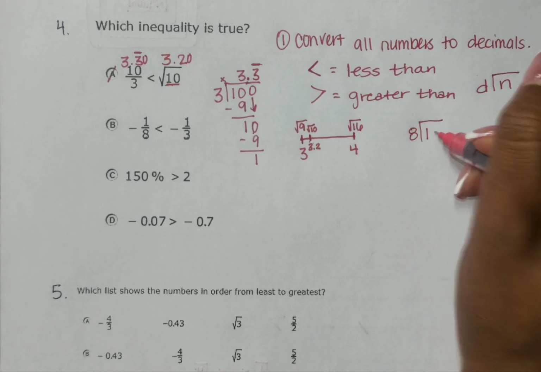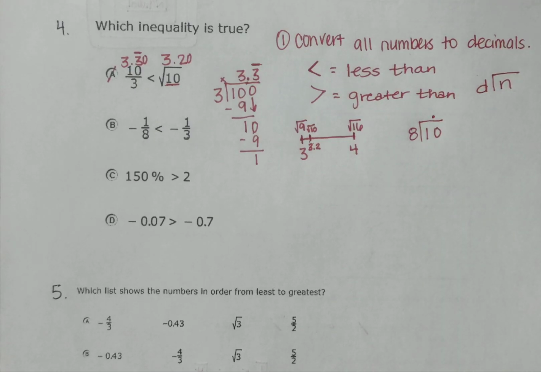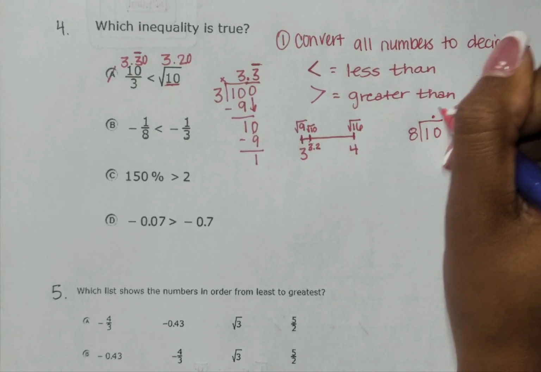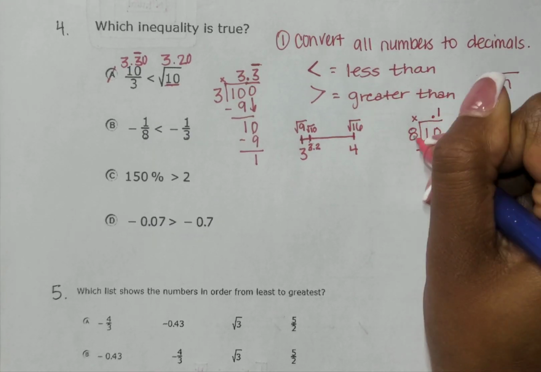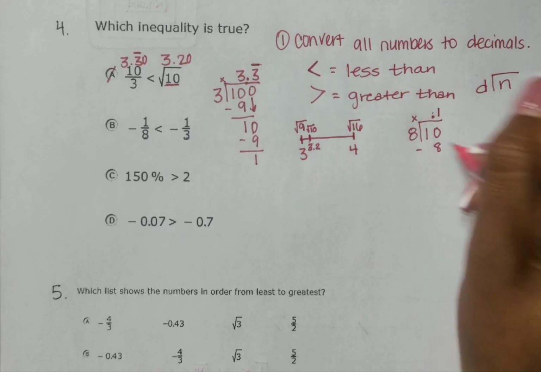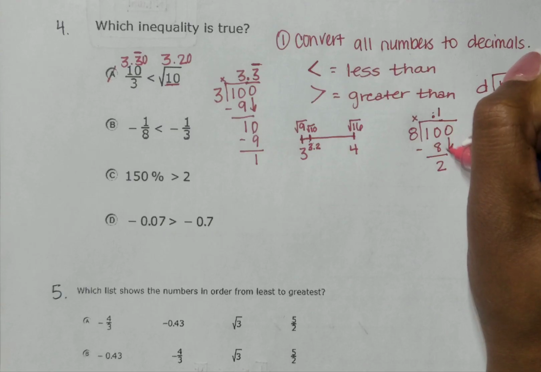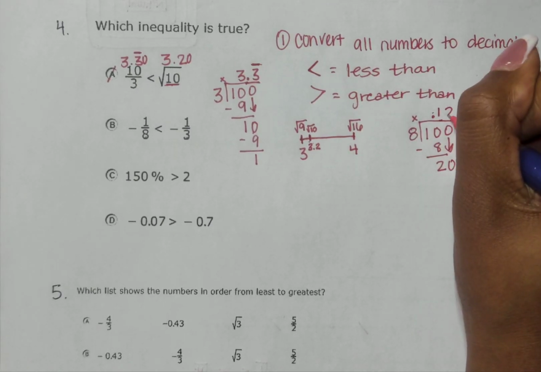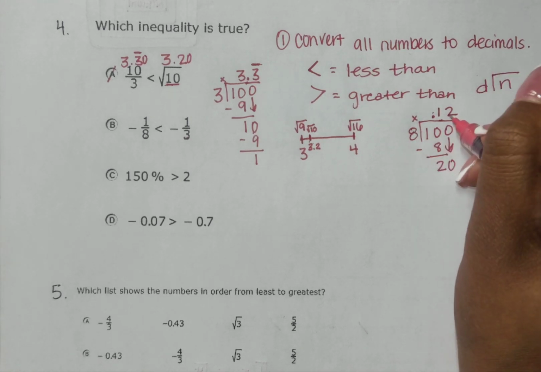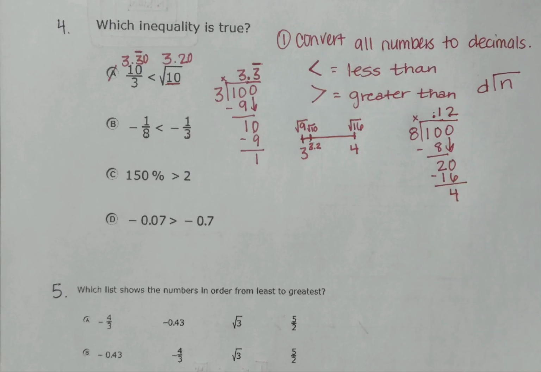Well, 8 does not go into 1, so we're going to add a decimal and a 0. And 8 goes into 10 one time. So we take away 8 because 8 times 1 is 8, and we're left with 2. 8 does not go into 2, so we add a 0 and bring it down. 8 goes into 20 2 times. 8 times 2 is 16, leaving us with 4.